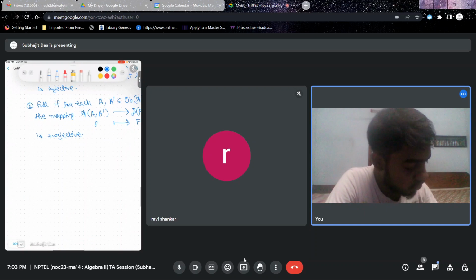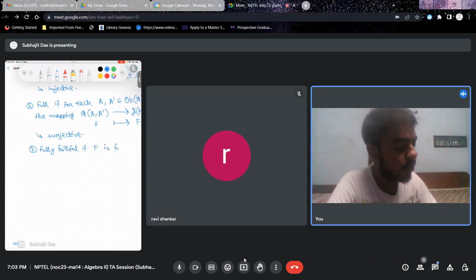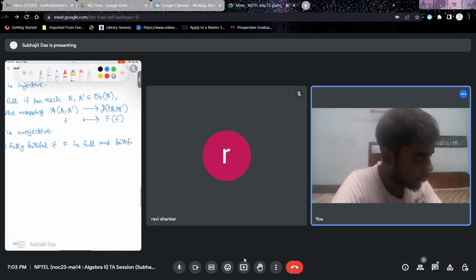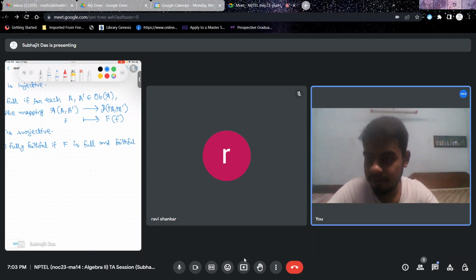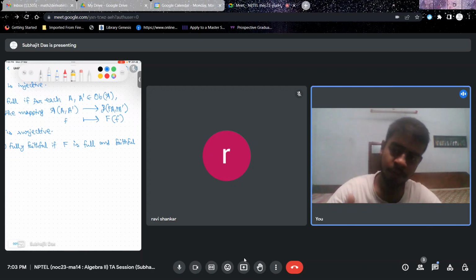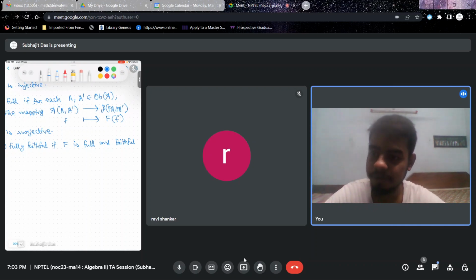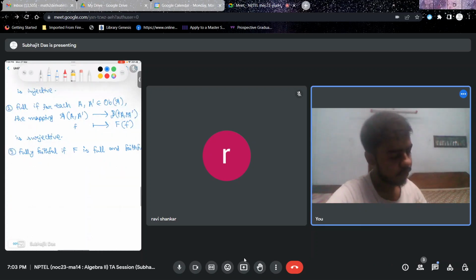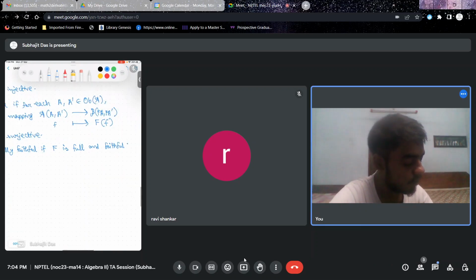Yeah, so 3, fully faithful, if the functor f is full and faithful. That is the mapping that is, for each a, a prime in the first category, script a, the mapping associated to the functor, the mapping from script a(a, a prime) into script b(f a, f a prime), should be a bijective mapping. Then the functor f is fully faithful.